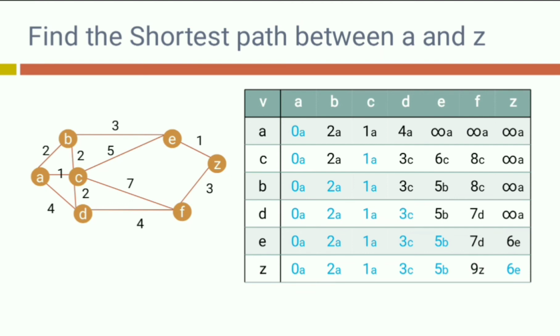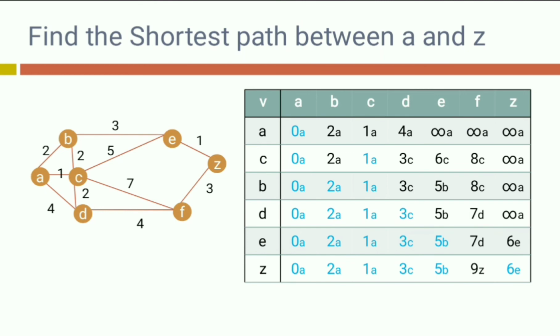So we'll do it for n minus 1 vertices. So here there are 7 vertices. So when 6 vertices are included in our shortest path, we'll stop. Okay, so n is 7, so n minus 1, 6 vertices are being included in our path.